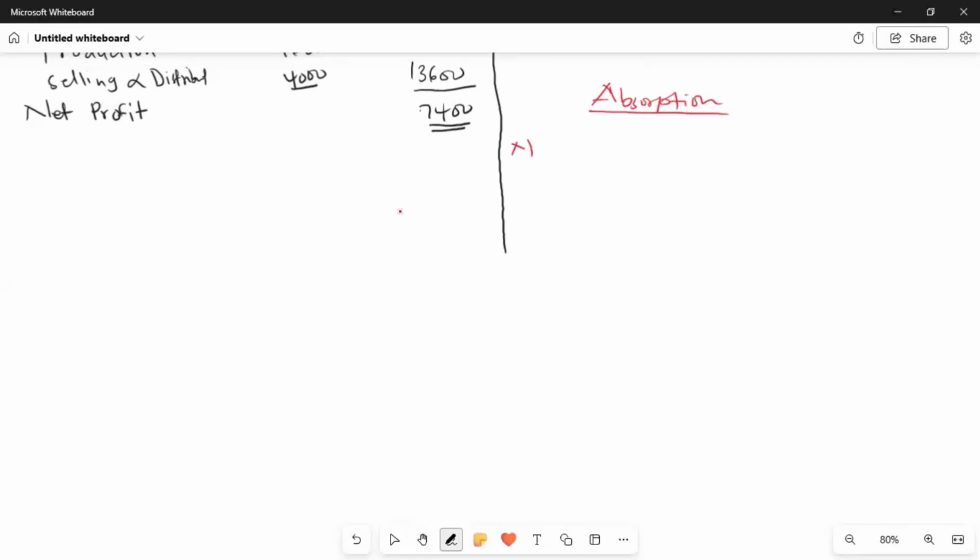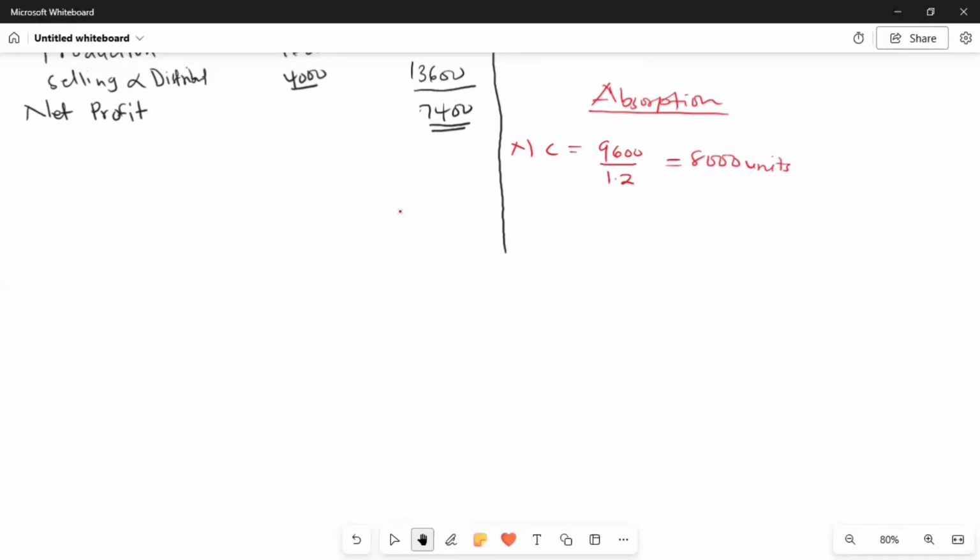So the normal capacity, let's write NC, is equal to the production overhead, which is the fixed cost, 9,000, divided by the predetermined recovery rate, which will give us 8,000 units. Some of the questions will give you the normal capacity to be 8,000 or 10,000. Yes, if they give it to you, that's fine.